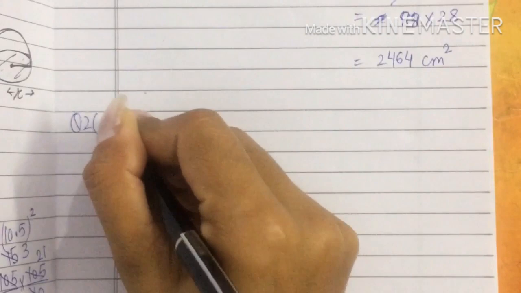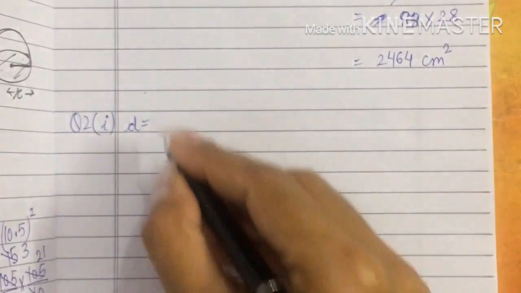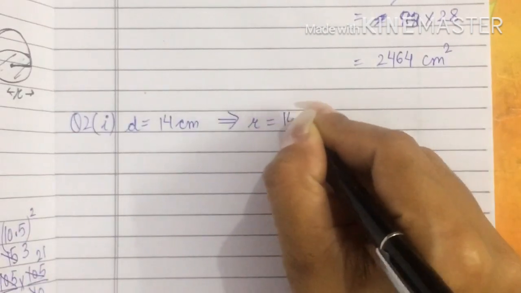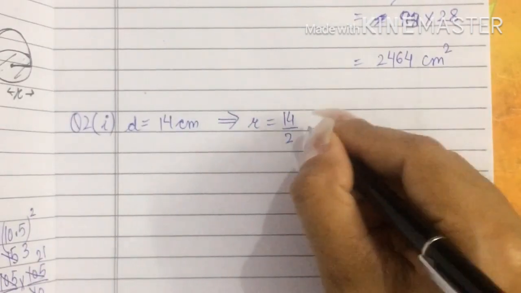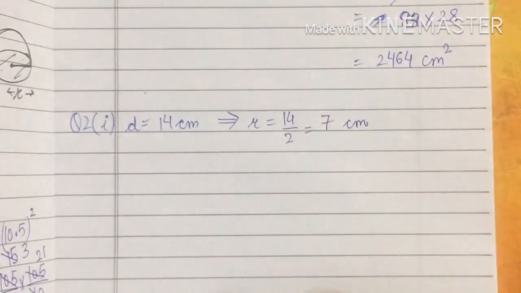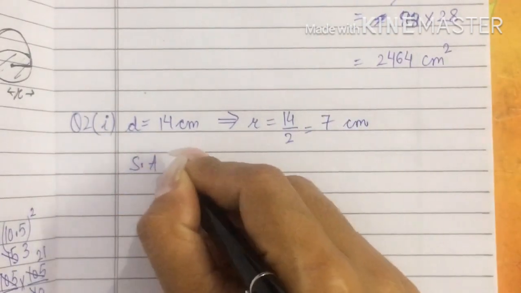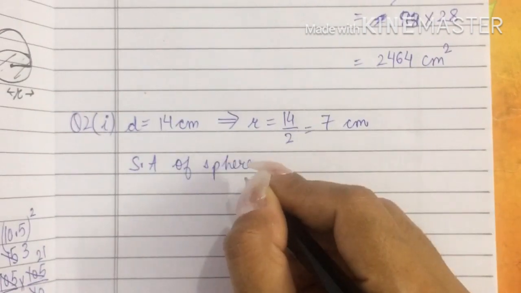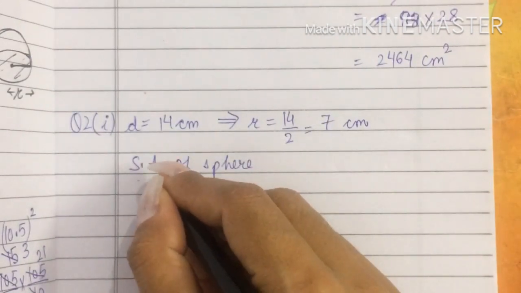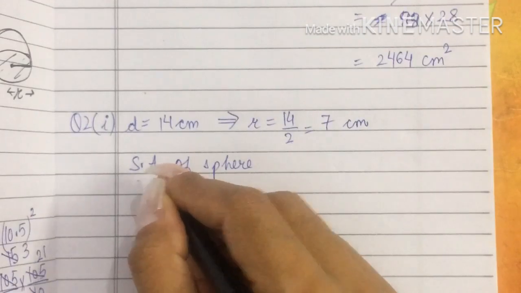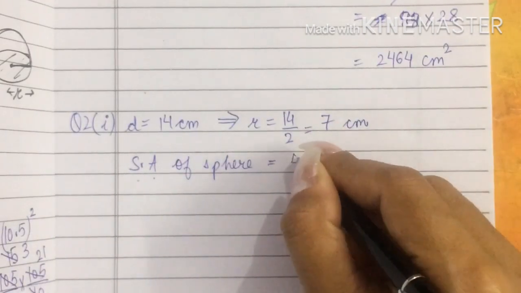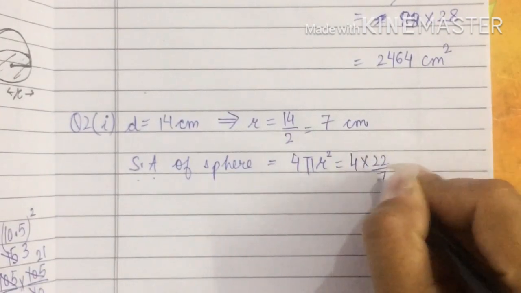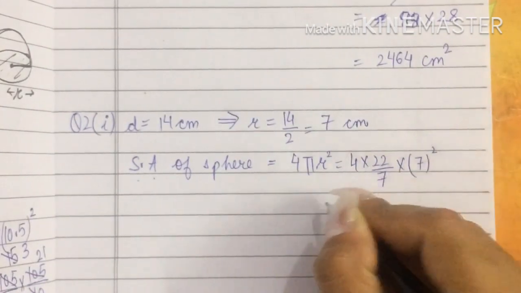Question number 2, first part. The diameter is given as 14 centimeter. This means the radius will be equal to diameter divided by 2. This is 7 centimeters. Now I can find out the surface area of sphere. Now for sphere, once again, the surface area means the total surface area or the curved surface area. They are both equal and given by 4 pi r square. Use the value of pi and r and simplify your answer.